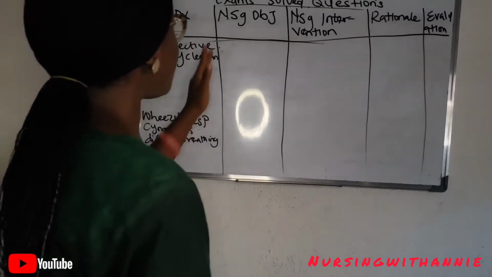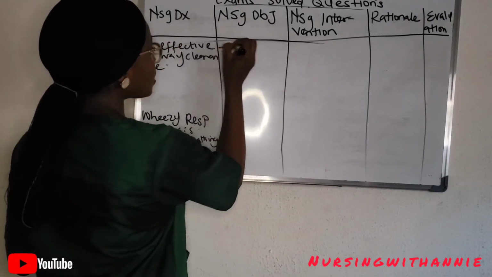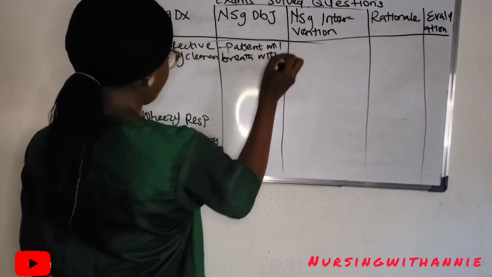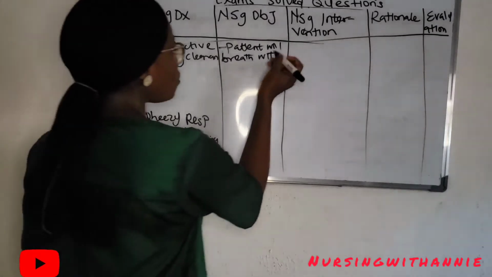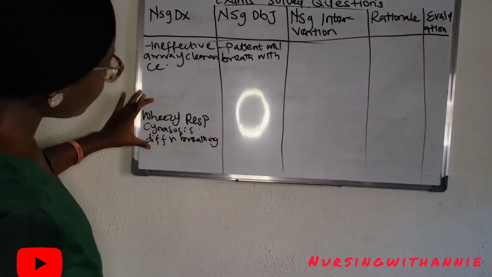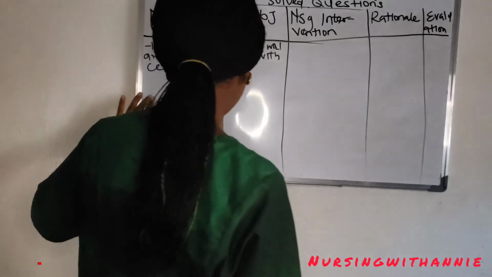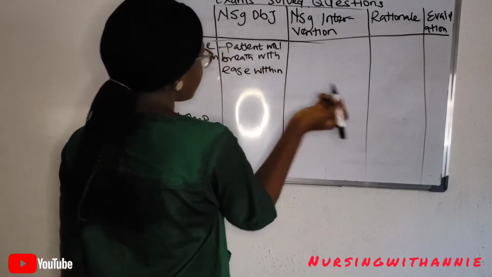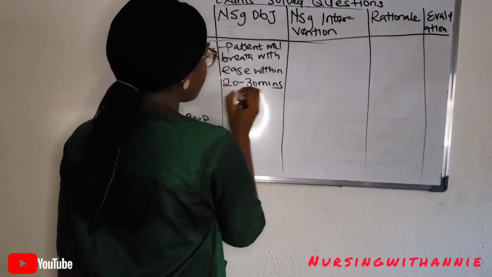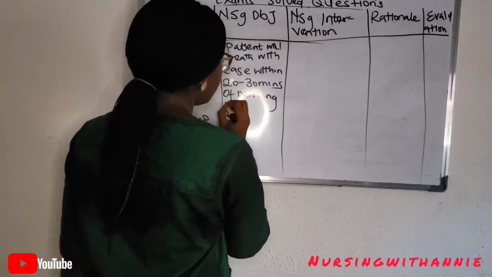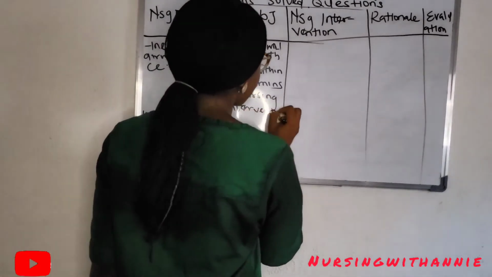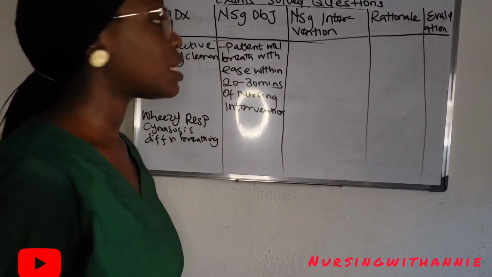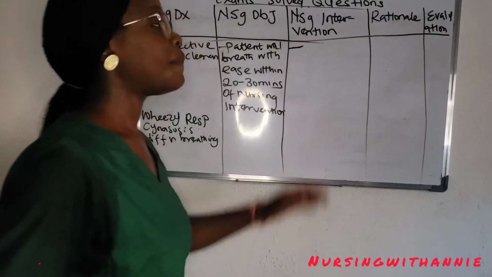And for ineffective airway clearance, what is the objective? For me, the patient will breathe with ease. We have difficulty in breathing in the signs and symptoms, so your objective should be centered on the signs and symptoms this patient is presenting with. So difficulty in breathing, the patient will breathe with ease within, let's say, 20 to 30 minutes of nursing intervention. Yeah, so this is my objective, that within 20 to 30 minutes of nursing intervention, the patient should be able to breathe with ease.